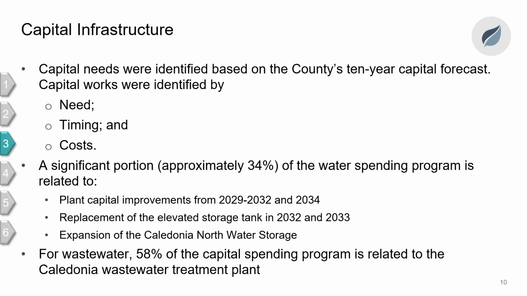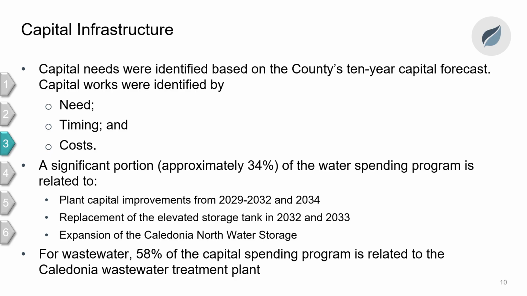And so as part of the rate calculation, as part of identifying the expenditures, we need to take a look at the capital projects or the capital needs over the next 10 years. Working with the information provided by county staff, which identified the 10-year forecast of capital needs, we're able to identify them by the need, the timing, and the specific costs, which I'll show a summary of on the next slide.